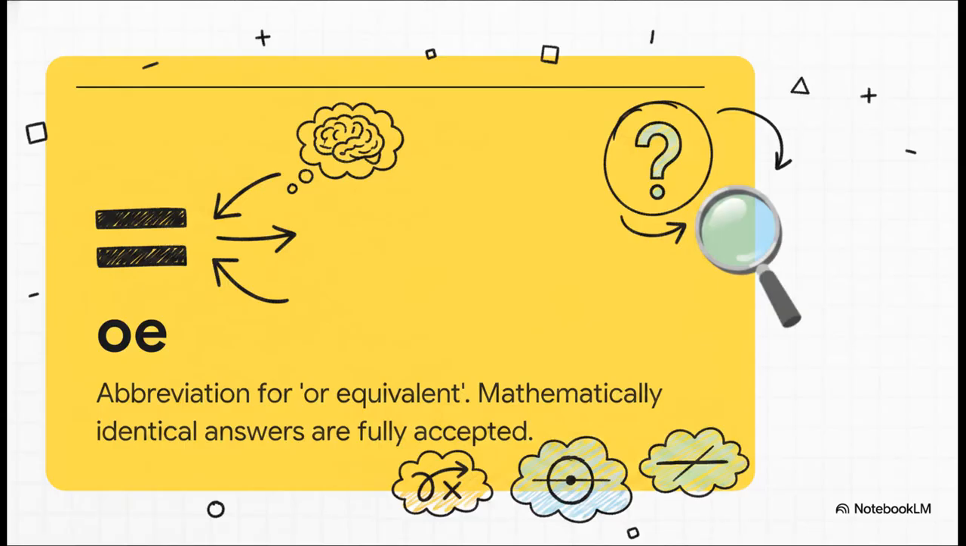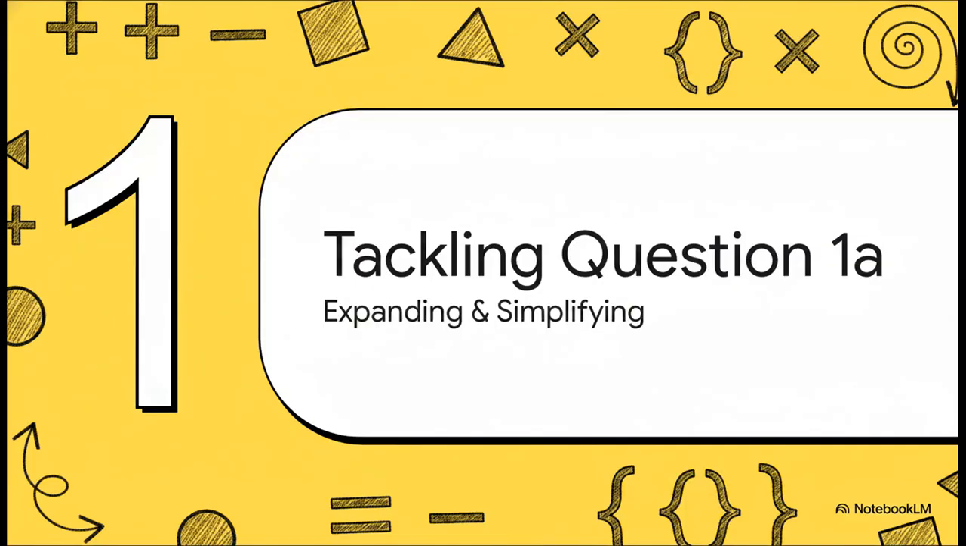Okay, quick heads up on some examiner lingo before we get our hands dirty. You're going to see the letters OE a lot today. It literally just means or equivalent. Basically, if your math means the exact same thing as their printed target answer, you are going to get full credit. All right, let's jump straight into tackling question 1A.